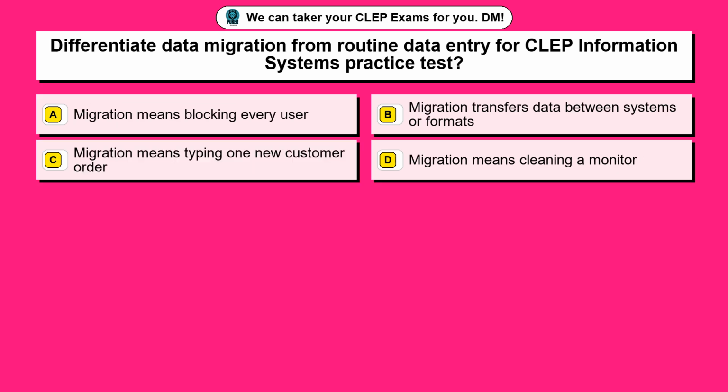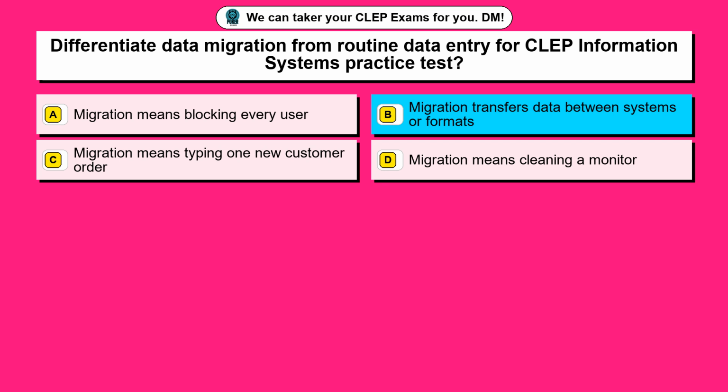Question 88. Differentiate data migration from routine data entry for CLEP Information Systems practice test. Option A. Migration means blocking every user. Option B. Migration transfers data between systems or formats. Option C. Migration means typing one new customer order. Option D. Migration means cleaning a monitor. The correct answer is option B.